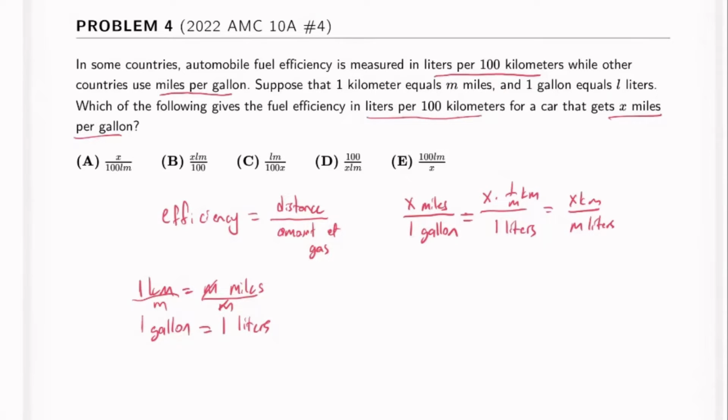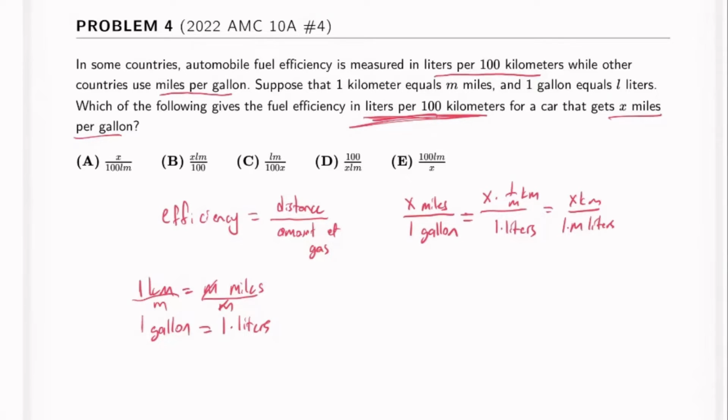But the thing is, we do have L as well. 1 gallon was L liters, so that should be L. So we have L times m liters, because that has to be converted. But we have an option that is kind of close to what we are looking for, so we need to think about this as well.